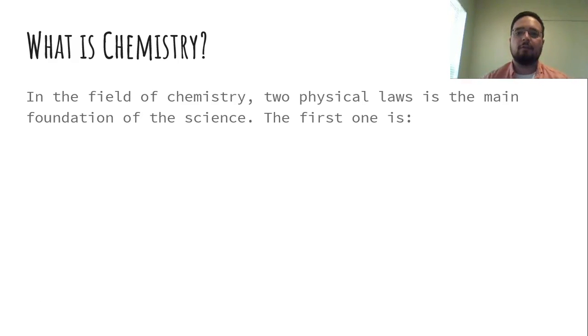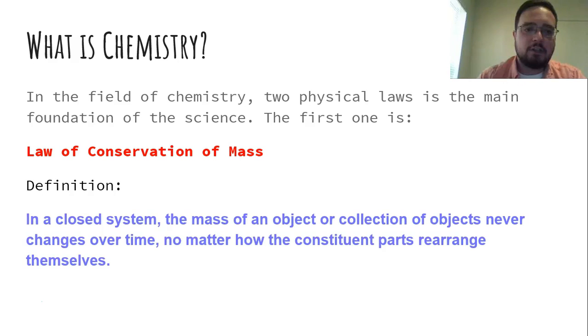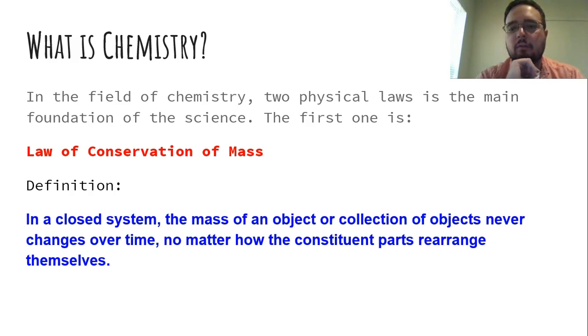So in the field of chemistry, there are two physical laws that are the main foundation of science. The first one is the law of conservation of mass. Its definition is that in a closed system, the mass of an object or collection of objects never changes over time, no matter how the constituent parts rearrange themselves. For example, if I took my mouse, let's say this is a closed system, it has a particular mass. If I start breaking this apart, it does not mean that the total mass of all those parts put together changes. That's a simpler way to think of it.